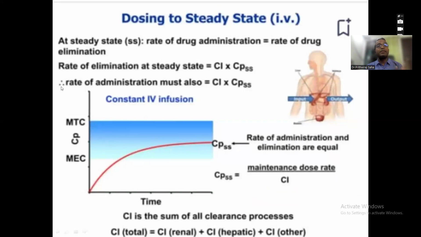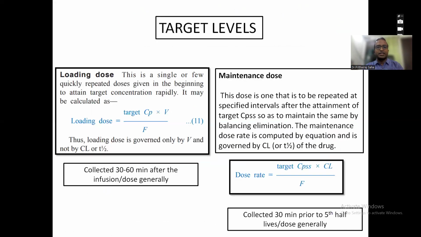And as the rate of elimination is equal to the rate of administration, the rate of administration also becomes clearance into steady state concentration. So the maintenance dose becomes steady state concentration into clearance. So the steady state concentration is equal to the maintenance dose rate divided by the clearance. Why we are discussing this, we will come to in the next slide.